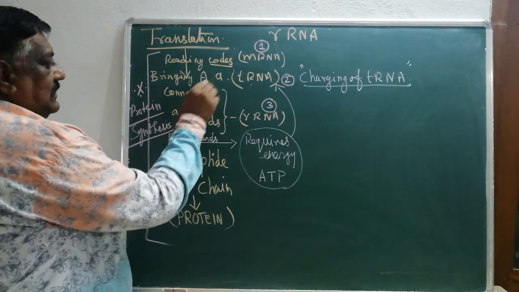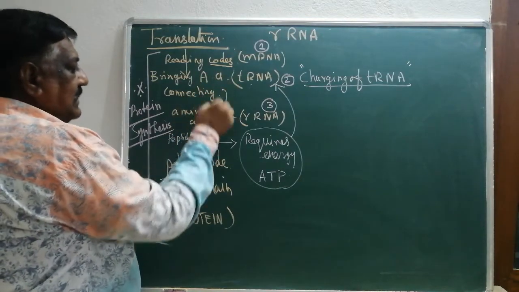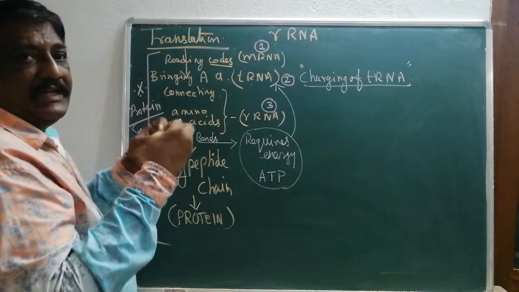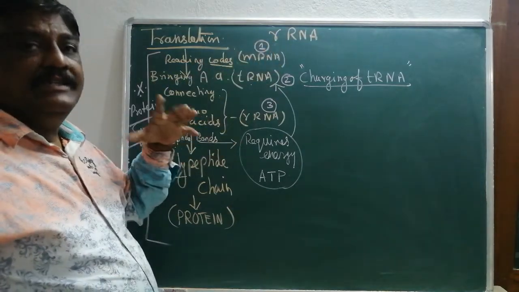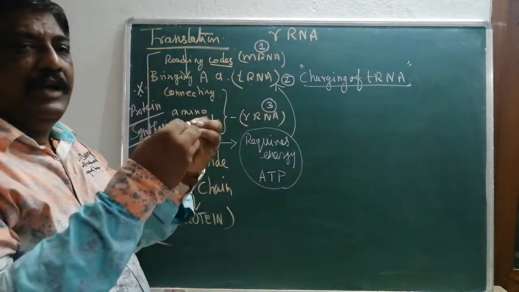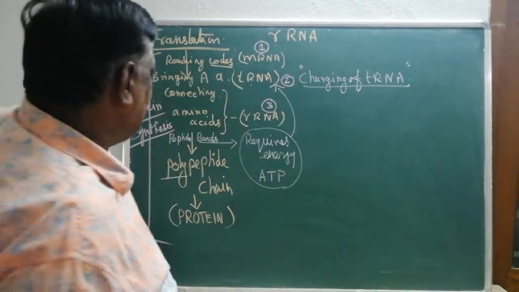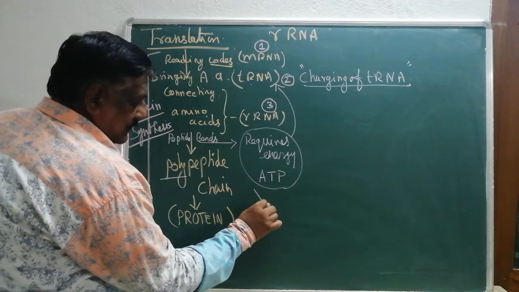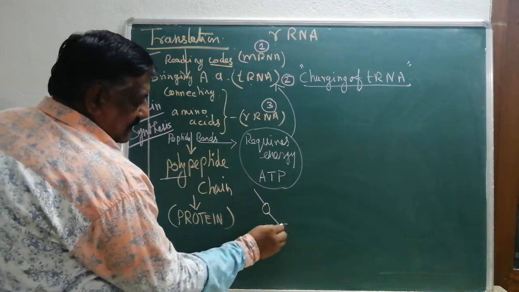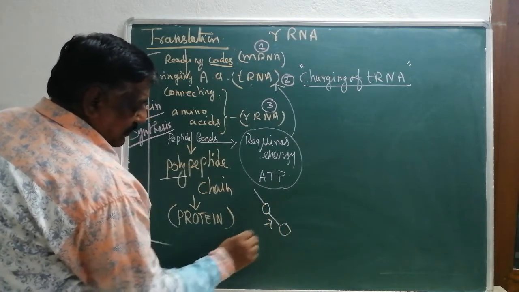Then after that, for connecting the amino acids, what is involved is rRNA. It has many enzymes which help to connect the amino acids. Suppose one amino acid is formed and it is connected with another amino acid. This is a peptide bond.